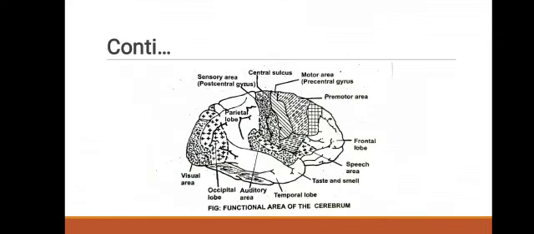This diagram shows the functional areas of the cerebrum, that is taste and smell, uppermost speech area, lateral frontal lobe, premotor area, motor area, central sulcus, sensory area, next to that visual area, next occipital area and next auditory area.